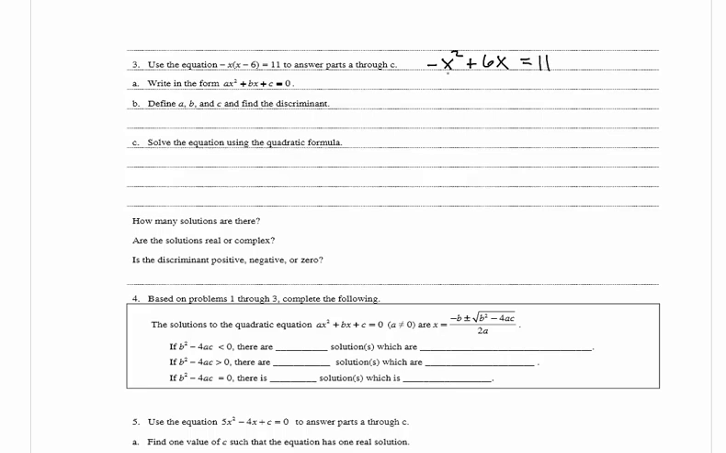And now I need to move all of my terms to one side of the equation. I'm going to move everything to the right side so that my x squared term is positive. So I have x squared minus 6x plus 11 is equal to 0. Now they want us to define a, b, and c and find the discriminant. So a is equal to 1, b is equal to negative 6, and c is equal to 11.